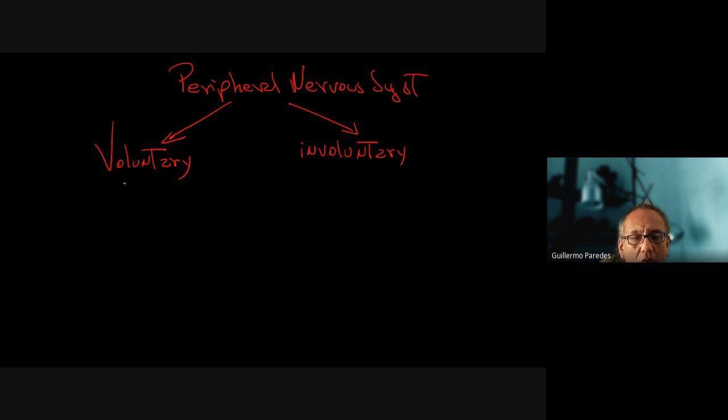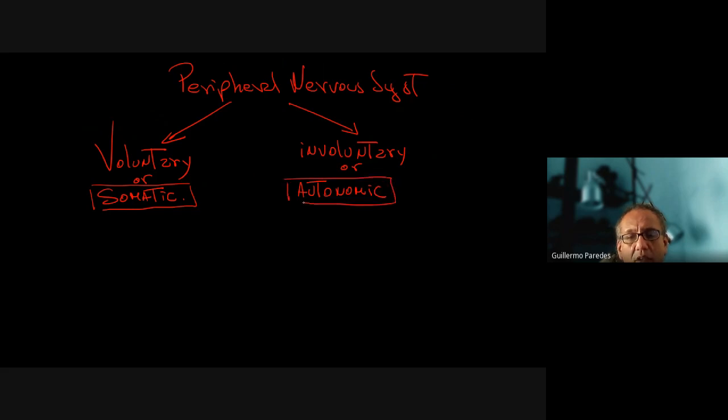That voluntary system is called somatic. And that is basically the most common term that we use. So you need to know the somatic is voluntary. And the involuntary is called the autonomic. You need to know that autonomic is involuntary and the somatic is voluntary. Okay? Now, from the autonomic, we are going to have two components. We have the sympathetic nervous system, and the parasympathetic nervous system.